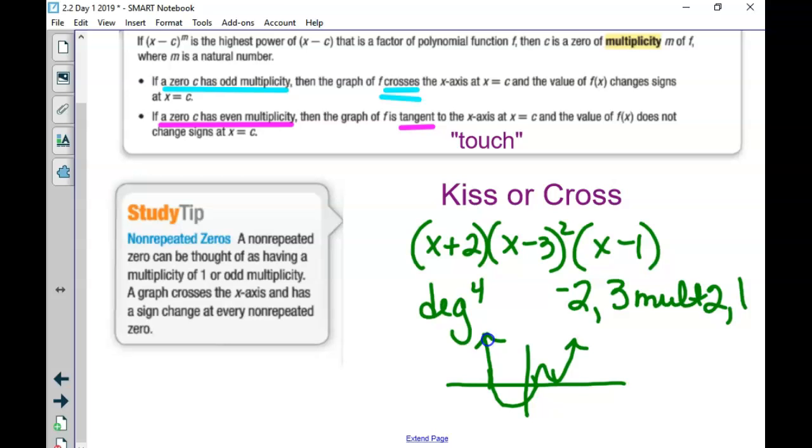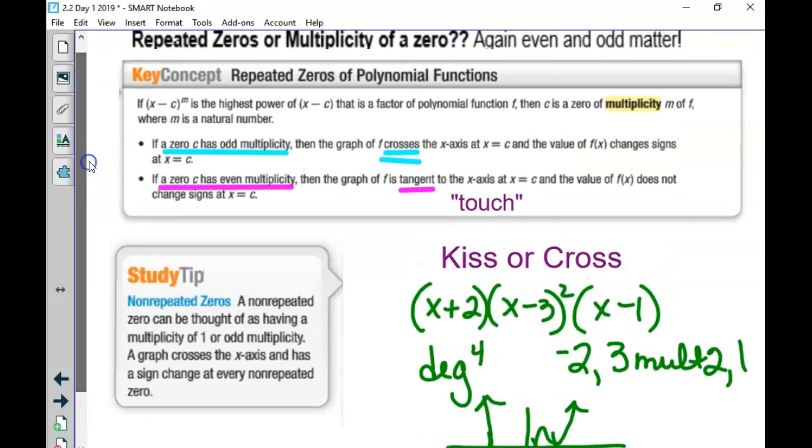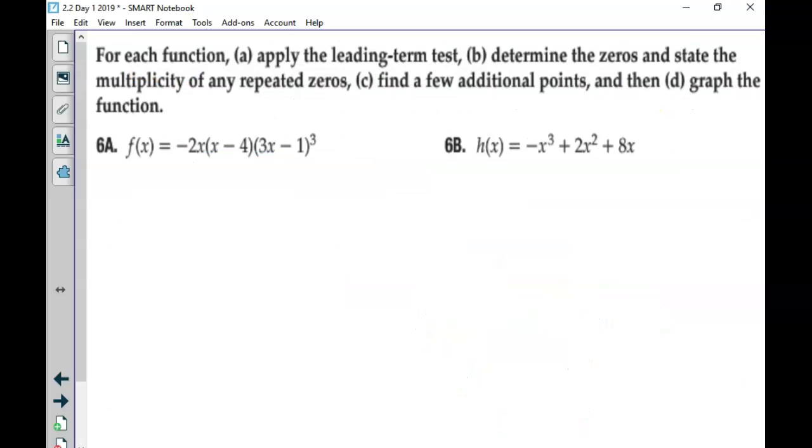All right, so do you have this little chart in your notes or something? Okay, multiplicity is m. It's the exponent power up here, okay? If it has an odd multiplicity, it crosses. If it has an even multiplicity, then it touches or is just tangent to the graph. A zero that does not repeat can be thought of as an odd multiplicity. So, multiplicity. This one is the only one that has a multiplicity other than 1. This is a multiplicity 3.